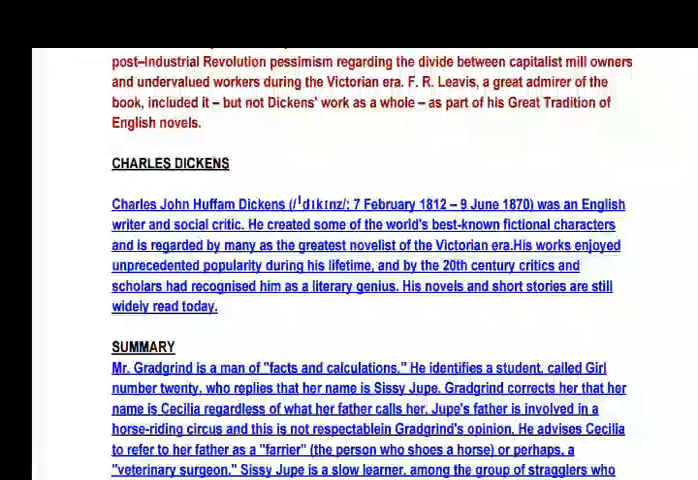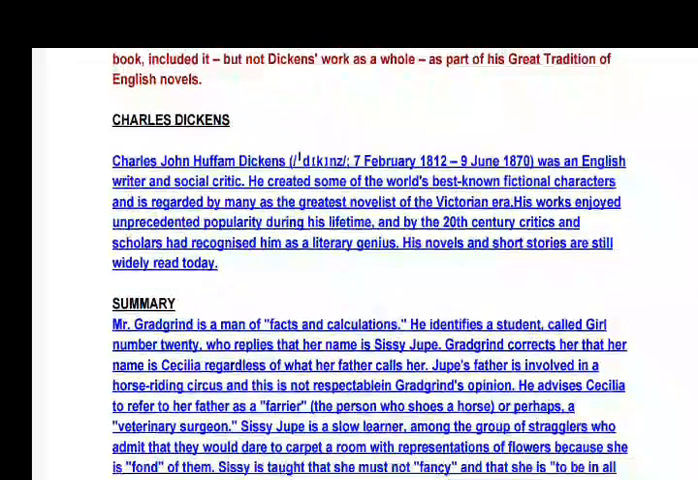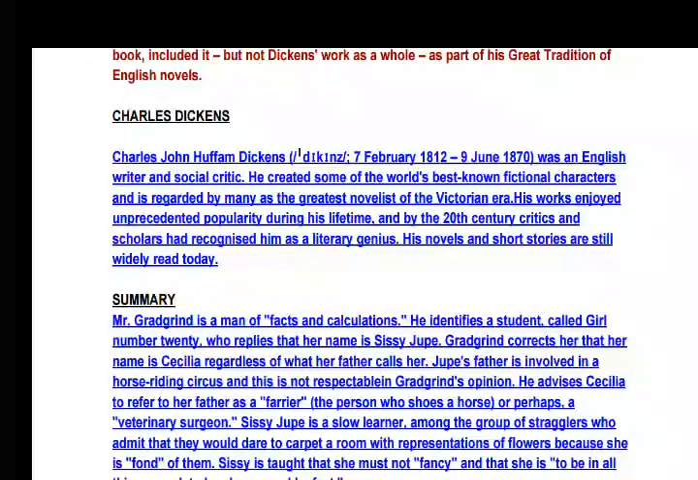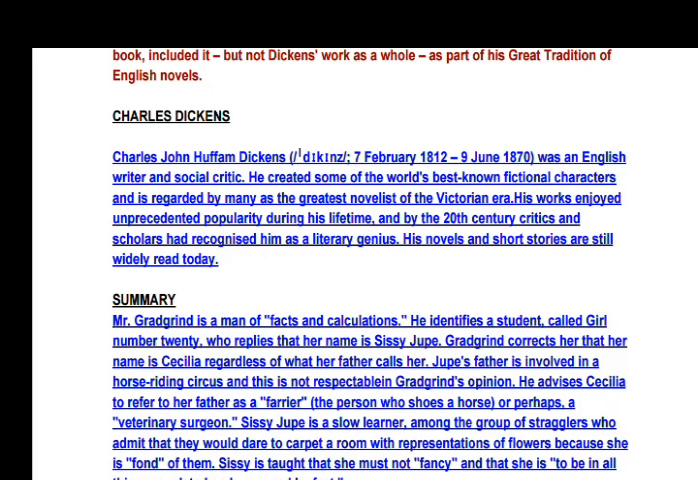Now let's talk about Charles Dickens. Charles John Huffam Dickens, 7 February 1812 to 9 June 1870, was an English writer and social critic. He created some of the world's best known fictional characters and is regarded by many as the greatest novelist of the Victorian era. His works enjoyed unprecedented popularity during his lifetime, and by the 20th century, critics and scholars had recognized him as a literary genius. His novels and short stories are still widely read today.